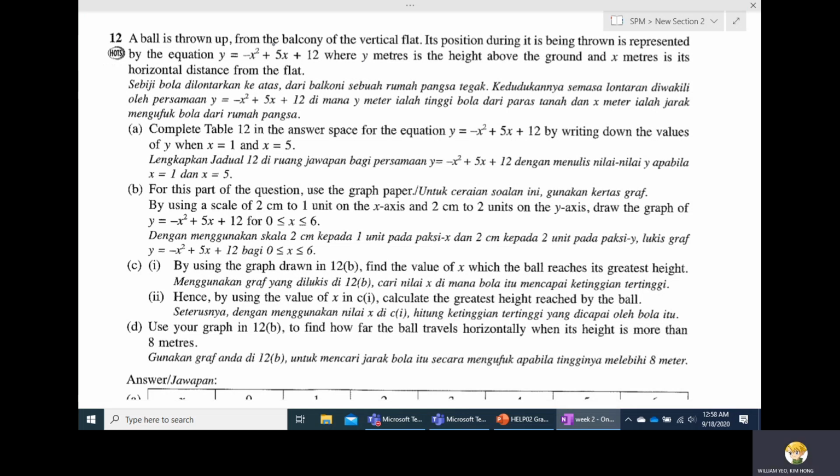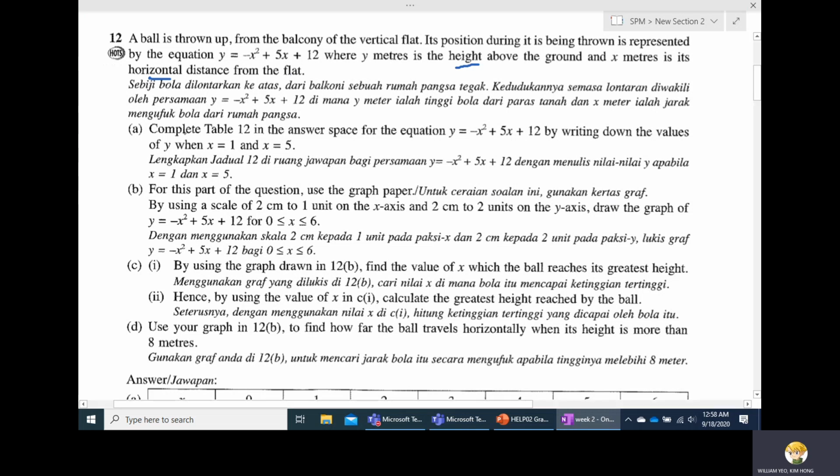Okay, if you throw the ball, it will go up, right? Then it will go down, right? Because of what? Gravity. I'm sure you know this. Okay, what is y? It's the height above the ground, and what is x? Horizontal distance from the flag. Okay, it's the distance from the flag, but it's horizontal distance.